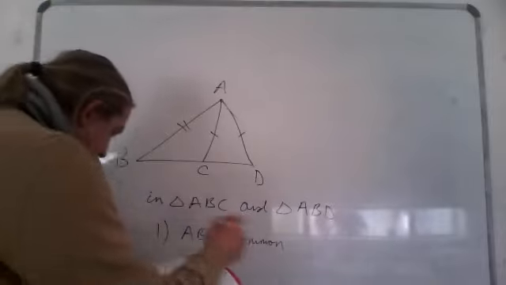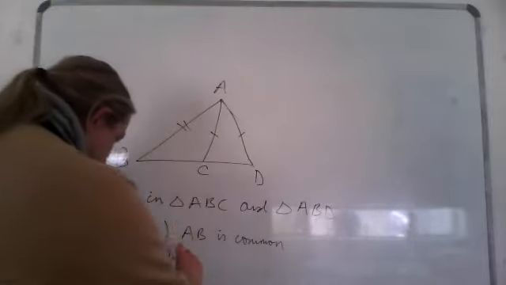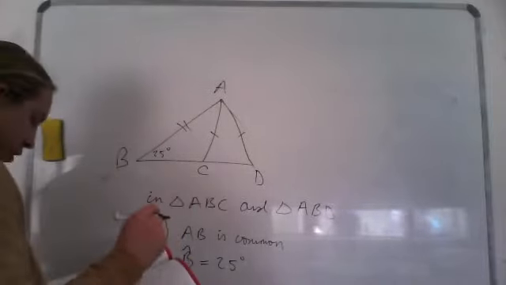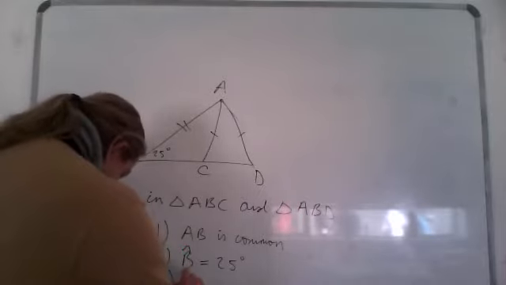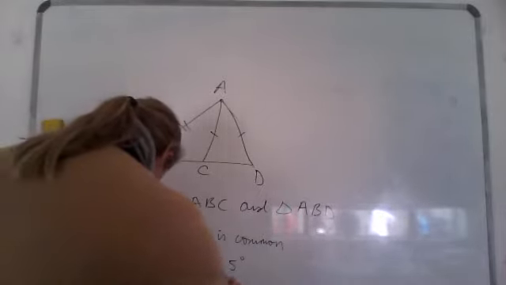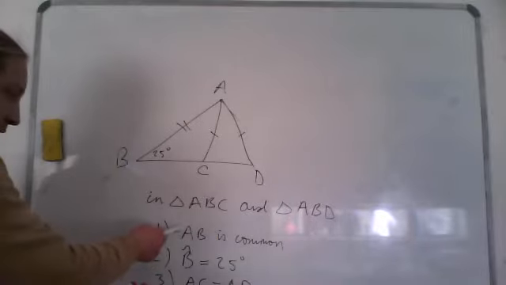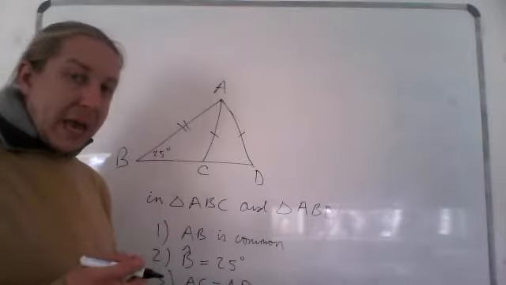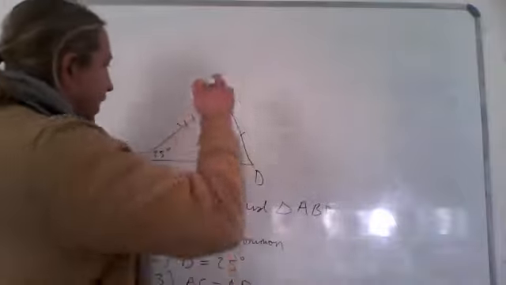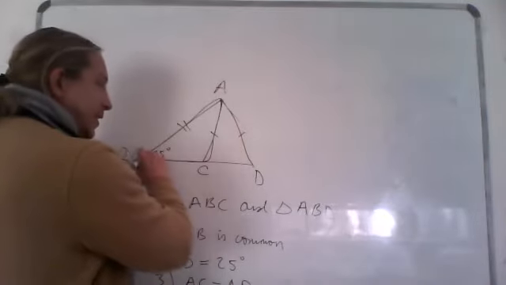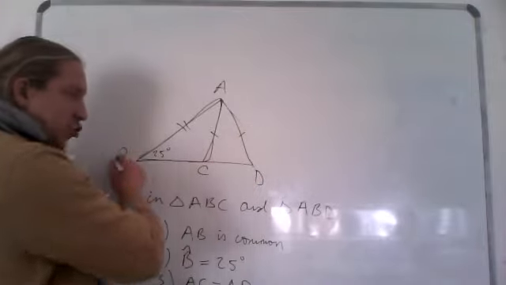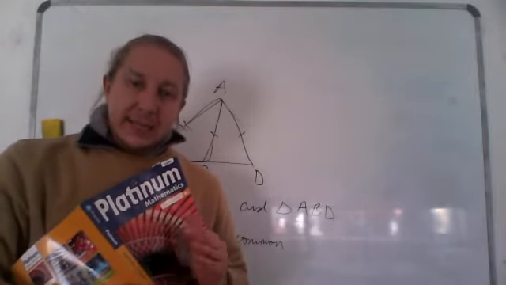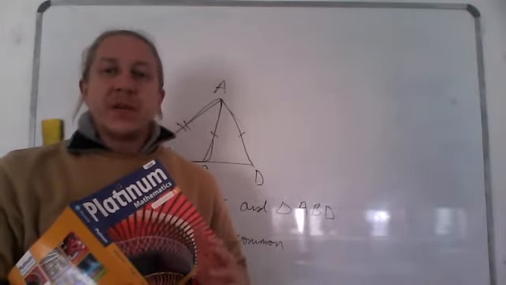So AB is common, number 1. Number 2, angle B is 25 degrees. So this is 25 degrees, and it's common for both. And number 3, we have AC equals AD. So we've shown that we have a common side, a common angle, and another common side. We've met the criteria, but what we notice is that this triangle is definitely not the same as the bigger triangle. What they're trying to tell us is that the side angle side condition has to be very specific.